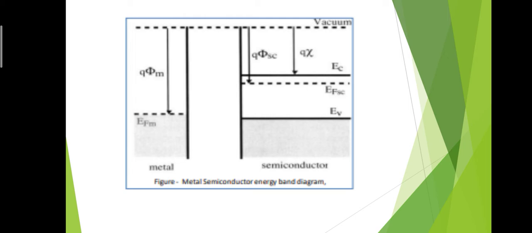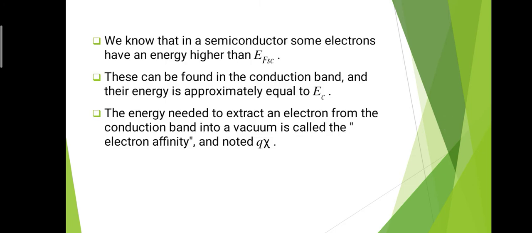We also define the work function for the semiconductor. It is the energy difference between the Fermi level of the semiconductor and the vacuum level, shown in the figure as Q phi SC. One more parameter shown in the figure is Q chi, which is the electron affinity for the semiconductor. So we will discuss the electron affinity.